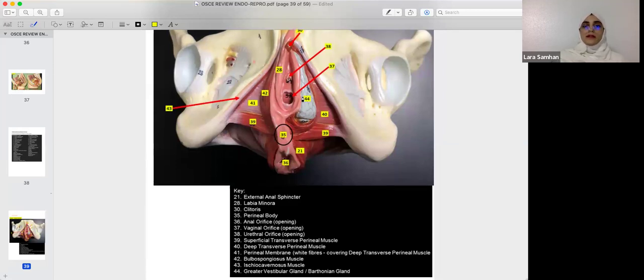Okay, so yeah. So this is in regard to the clinical aspect of the glands of the perineum.